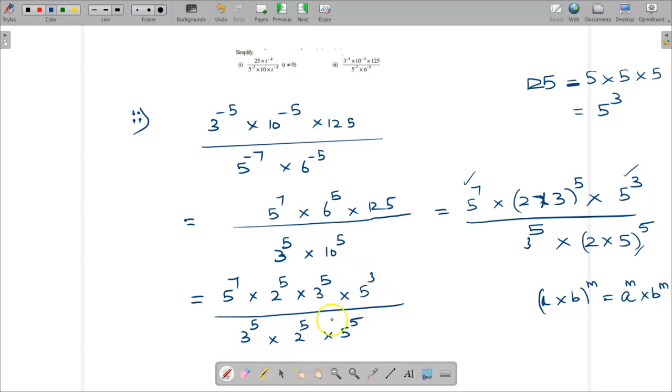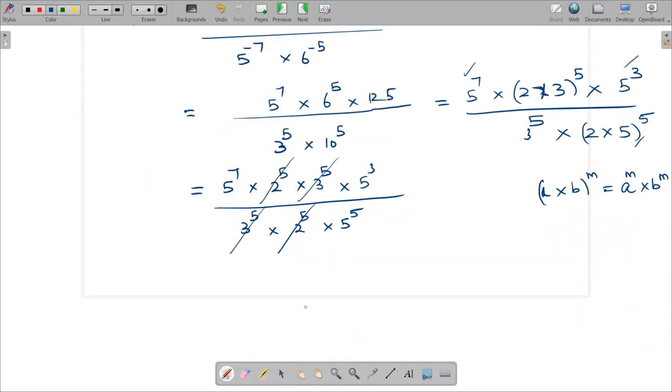Once you have seen this, here also 2 power 5, here also 2 power 5. Denominator has one 2 power 5 and numerator has one 2 power 5, so you can cancel them out. Similarly, here 3 power 5 and here 3 power 5, you can cancel them out. So what are the remaining terms? Only the 5 power terms are remaining. Those terms you can combine.